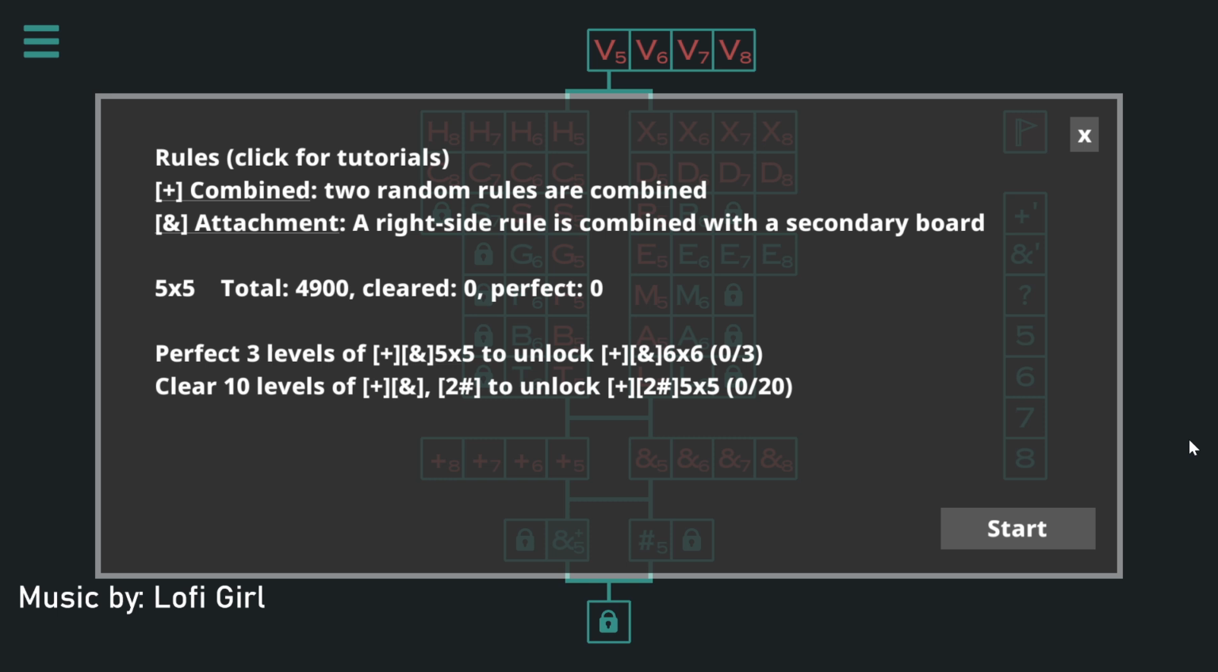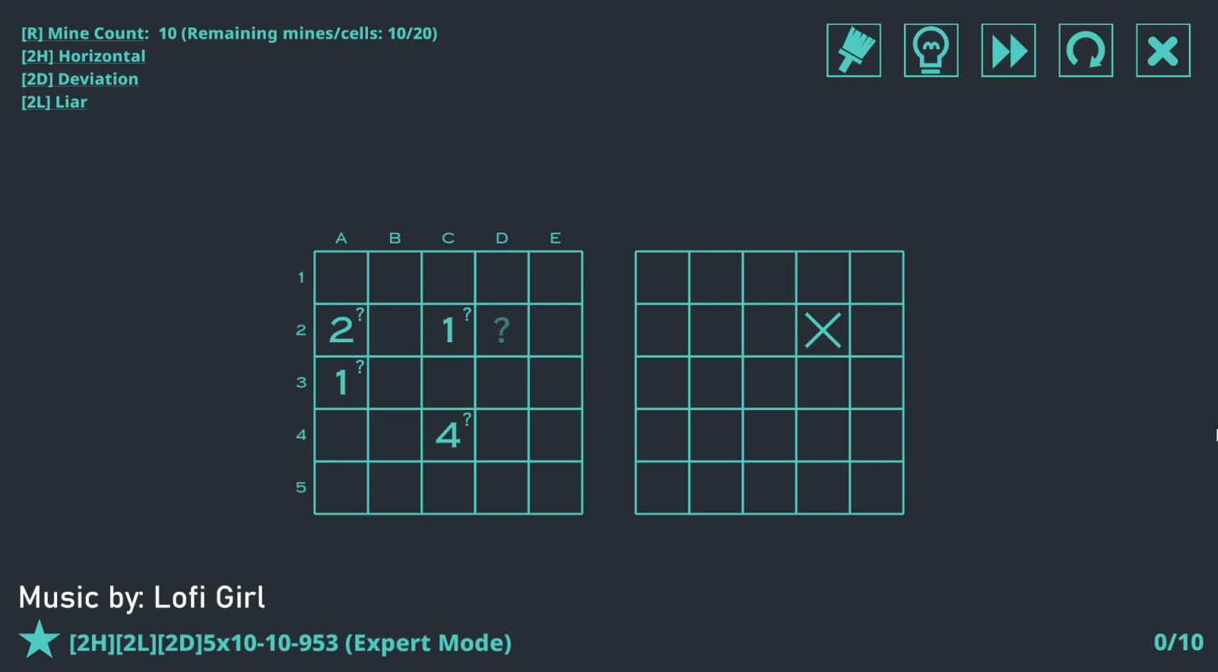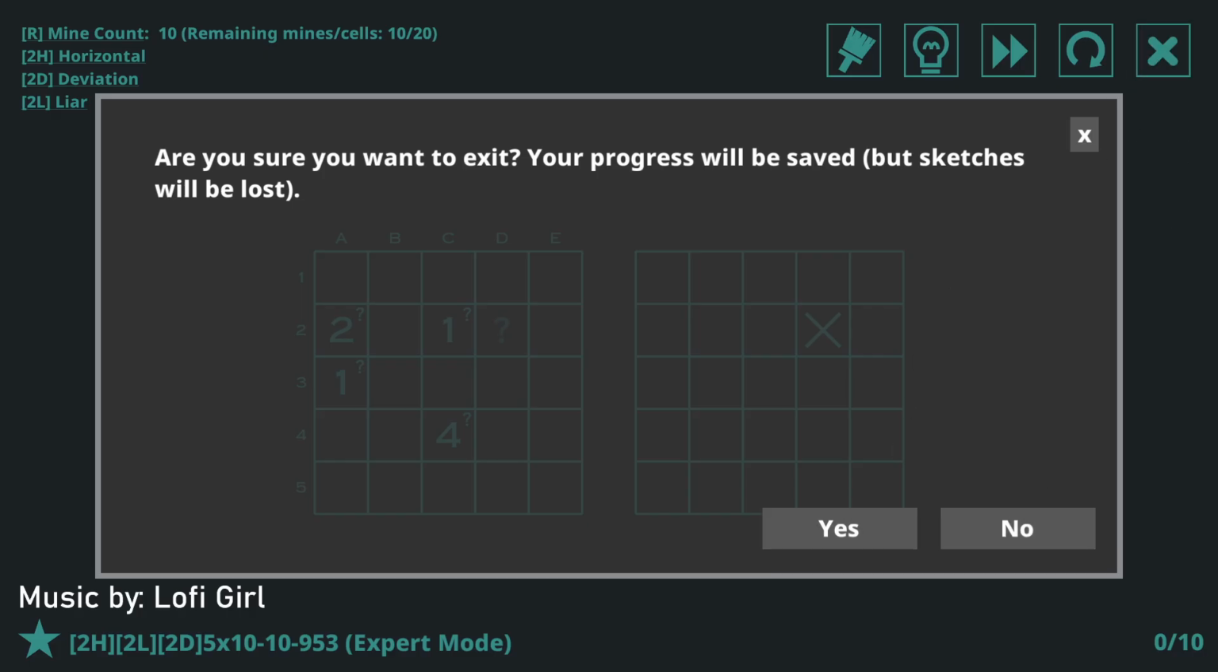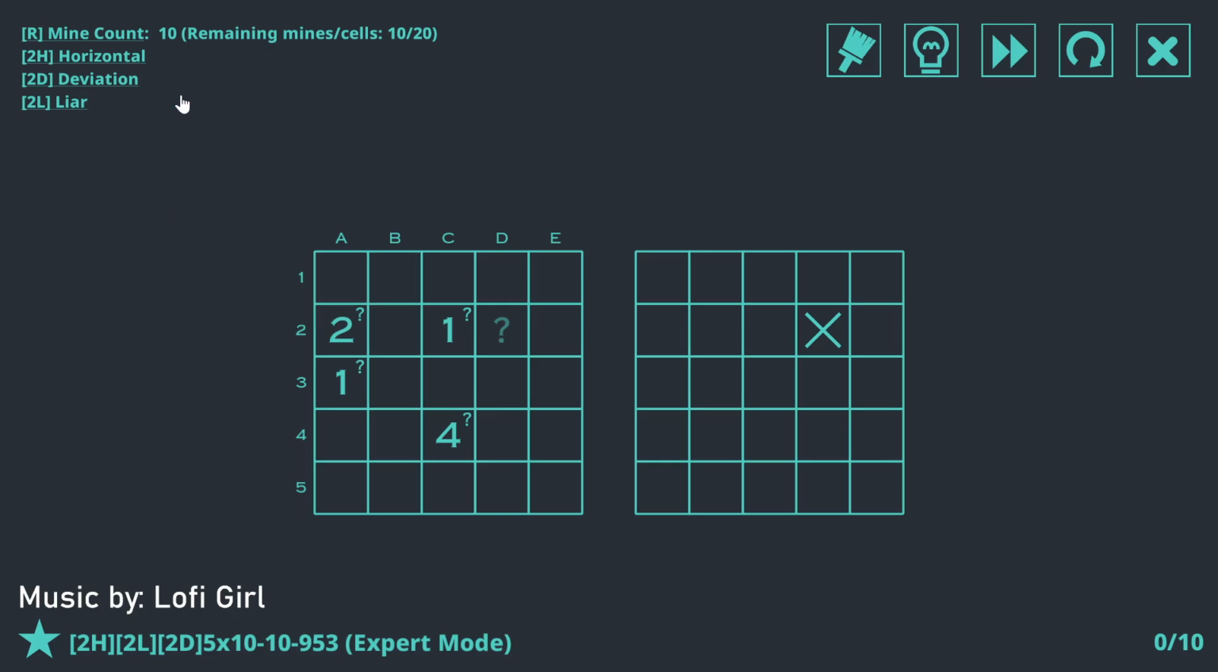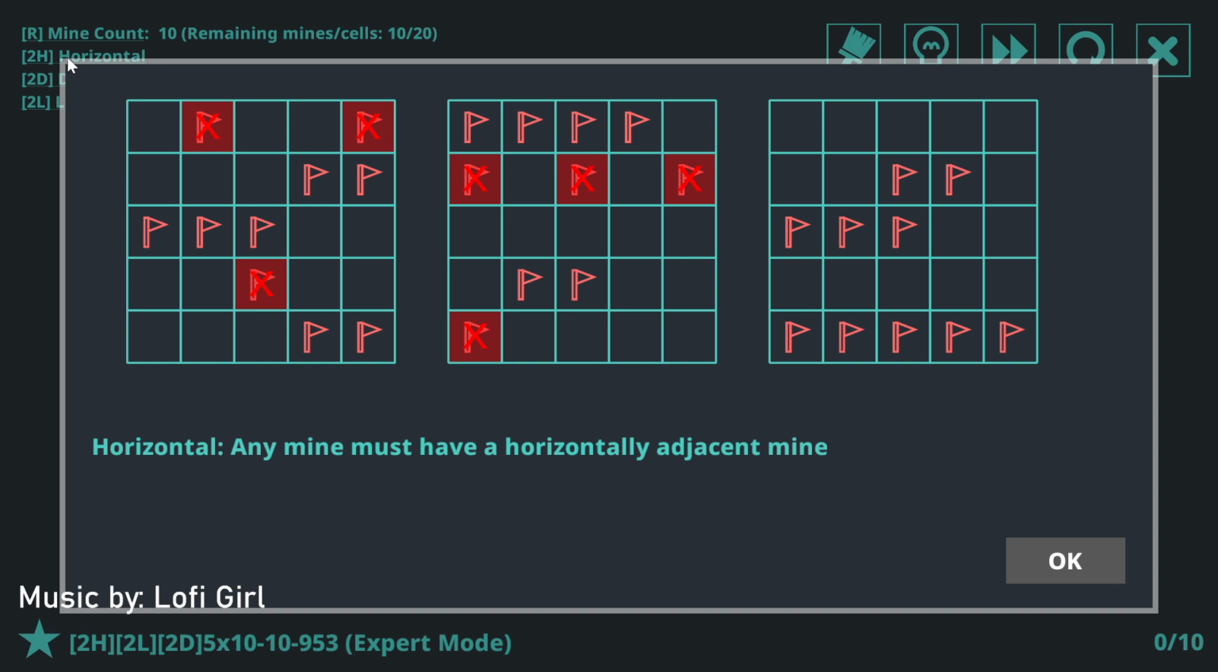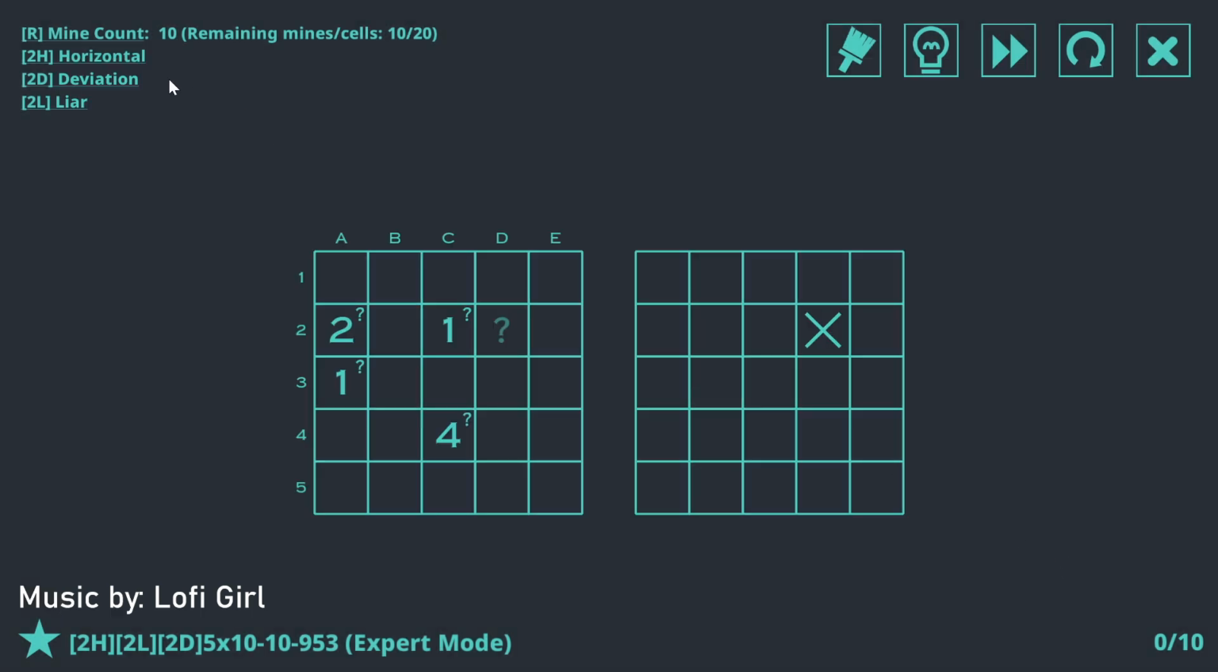Alright, so how shall we do this? I suppose we'll just start by describing each of these. So your left side rule is described on top here, horizontal, while your two right side rules are deviation and liar, and that secondary board there is the liar rule set.